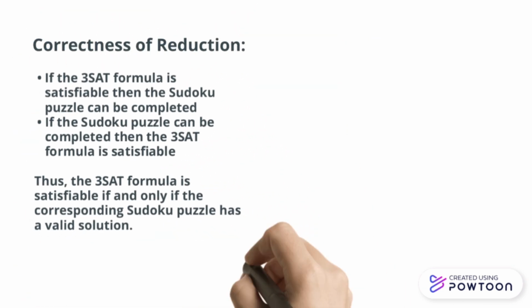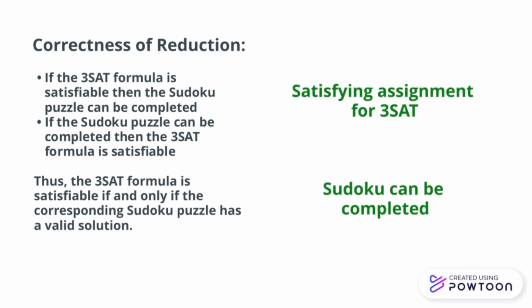Correctness of the reduction. From the reduction, we can see that if there exists a truth assignment that satisfies the 3-SAT formula, we can use this assignment to fill in the corresponding variable cells in the Sudoku grid. This assignment will ensure that all the clause-related subgrids are filled correctly and the Sudoku puzzle can be completed according to the rules.